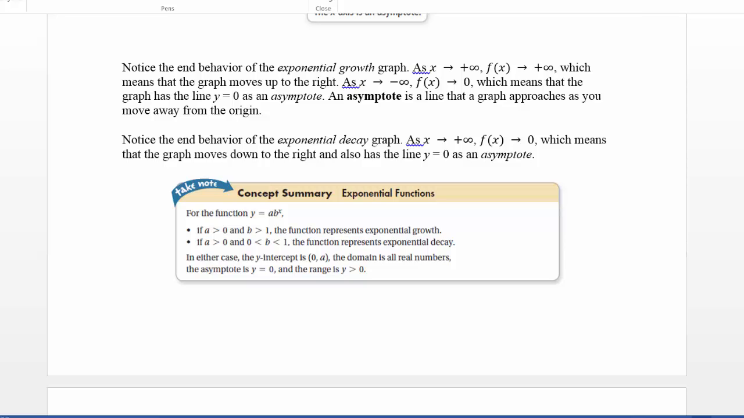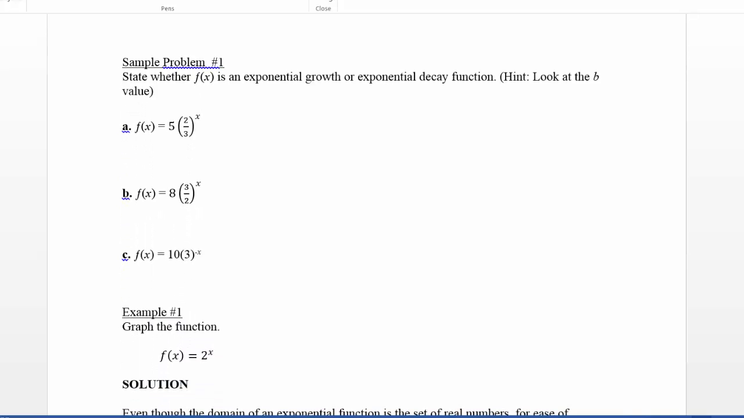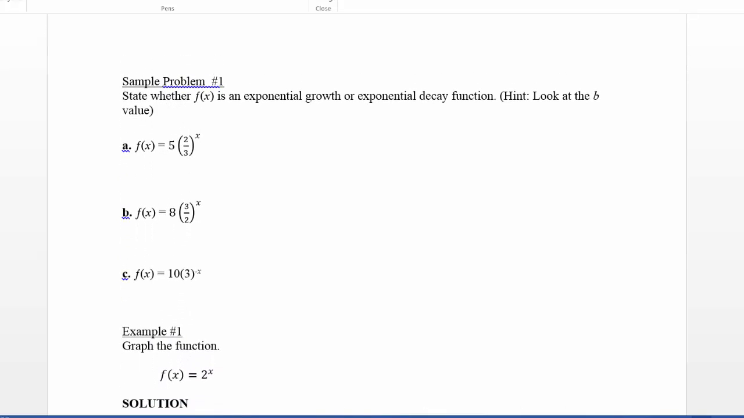So let's take a look at a sample problem here. Sample problem number 1. If you go ahead and take a second to answer A, B, and C. Okay, so if we're looking at this, we're looking for a times b to the x power. And to determine if it's an exponential growth or exponential decay, we want to look at the b value, and that's what the hint in the problem has given you. And so if you look at part A, we're going to look at the b value there. We have 2/3, and we know that it's between 0 and 1. So that is a decay function.